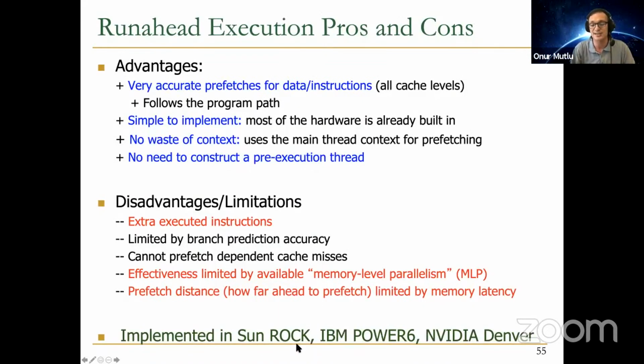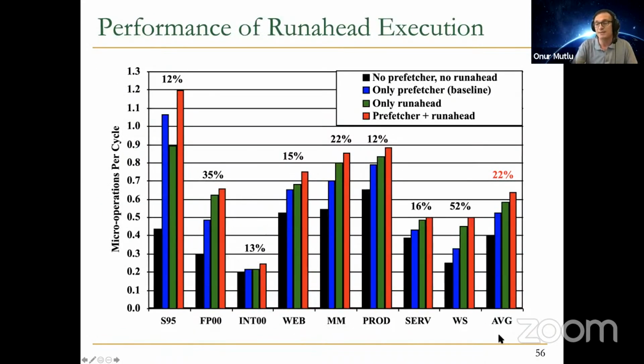I will also discuss the particular implementations very quickly that are done in Sun Rock, IBM Power 6, and NVIDIA Denver more recently. But basically, when we did this study together with Intel, we showed that you can get significant performance improvement compared to a state-of-the-art processor. It's about 22% average across many different workload suites over here. You can see these are different suites like web workloads, multimedia, productivity, server, workstation, and some SPEC workloads. And you can read the paper for more detail or watch the lectures that I'm going to recommend.